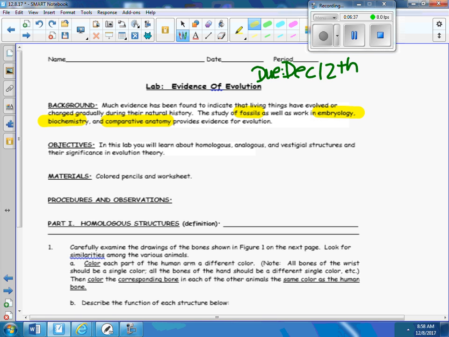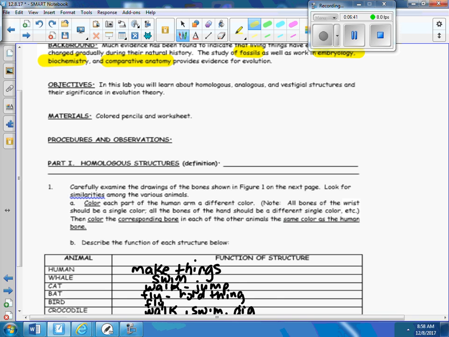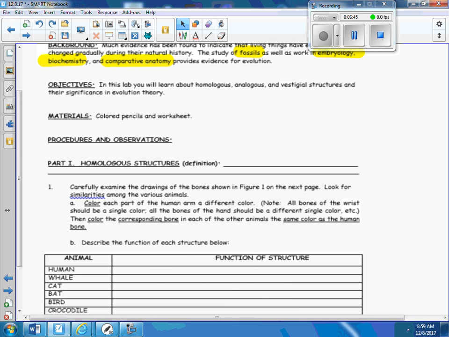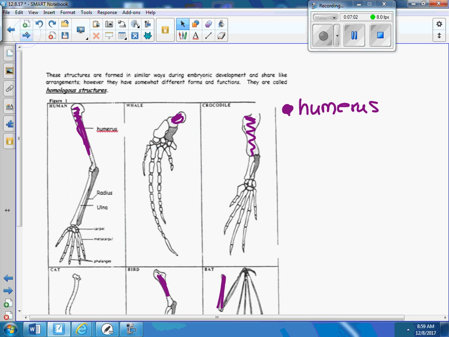So in this lab, you're going to learn about the homologous, analogous, and the vestigial structures and how they're significant in evolutionary theory. So we are going to be using colored pencils and worksheets. We're going to be defining these terms first, and then you're going to be analyzing their functions. Then you're going to be looking at other things. So let's look at the next page.